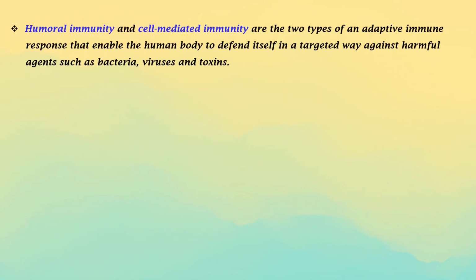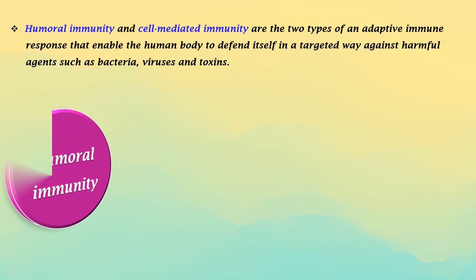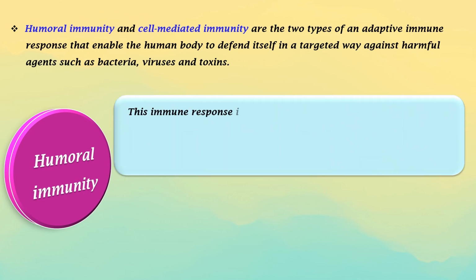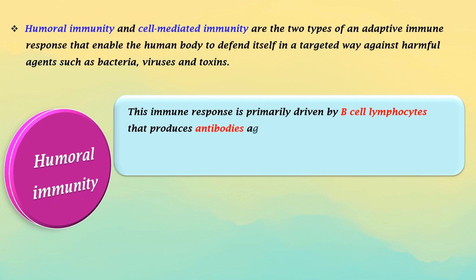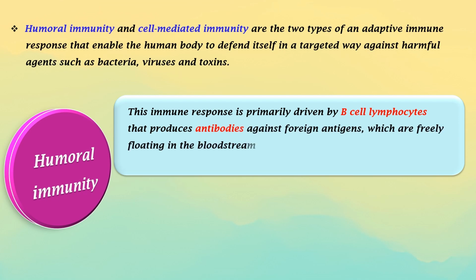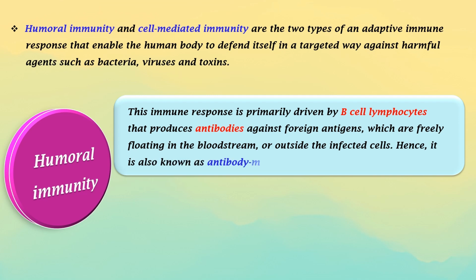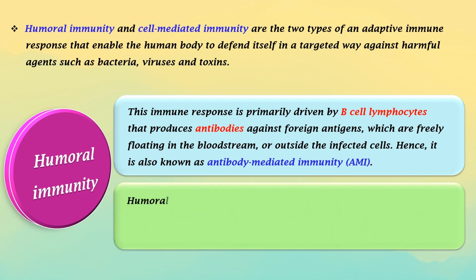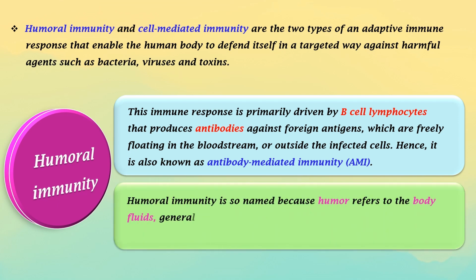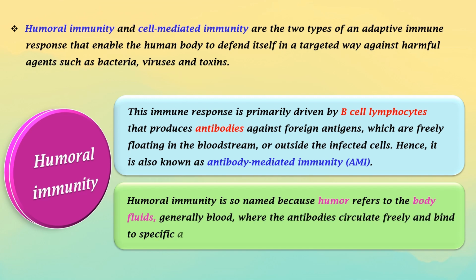Humoral immunity and cell-mediated immunity are the two types of adaptive immune response that enable the human body to defend itself in a targeted way against harmful agents such as bacteria, viruses, and toxins. Humoral immunity. The humoral response is primarily driven by B-cell lymphocytes that produce antibodies against foreign antigens, which are freely floating in the bloodstream or outside the infected cells. Hence, it is also known as antibody-mediated immunity. It is so named because humor refers to the body fluids, generally blood, where the antibodies circulate freely and bind to the specific antigens, neutralize them, and cause lysis or phagocytosis.